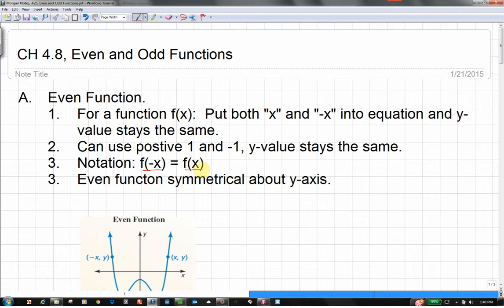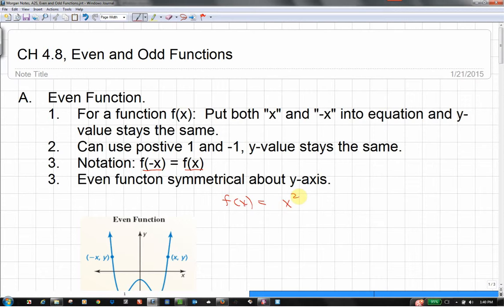So how can we test that? Well, what I recommend you do is just do this. If you have a function, put a 1 and a negative 1 in for x. If you get the same y value out, then it's even. So here would be an example. So if we would have something like, let's say f of x is equal to, say, x squared.